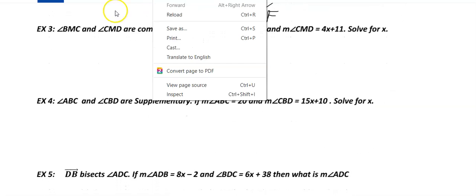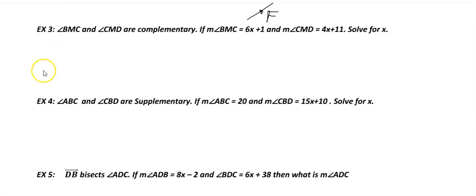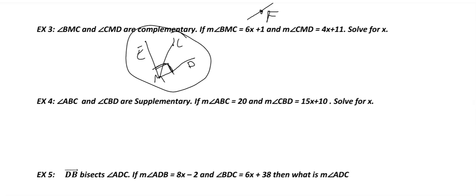The next one says you have complementary angles. Two angles are complementary. If BMC is 6x plus 1 and CMD is 4x plus 11, then what do you get? Let's just draw it out. We have BMC and CMD are going to be complementary, meaning they come together to make 90 degrees. Technically, you didn't even need to draw this because you already know that one angle is here and the other angle is there.